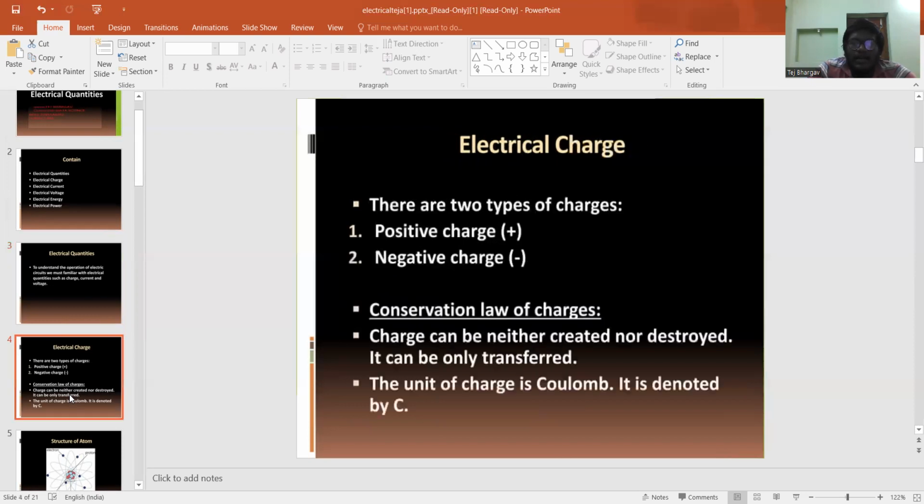Electrical charge is positively charged. There are two types of charges: positive charge and negative charge. And the conservation laws of charges.